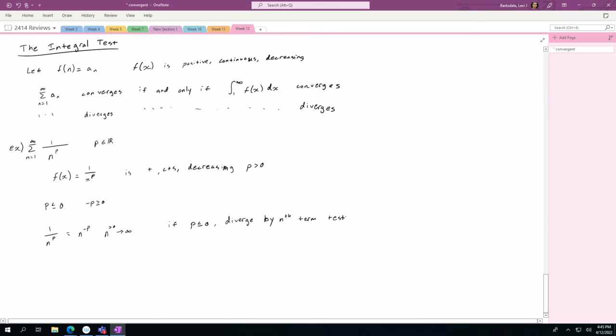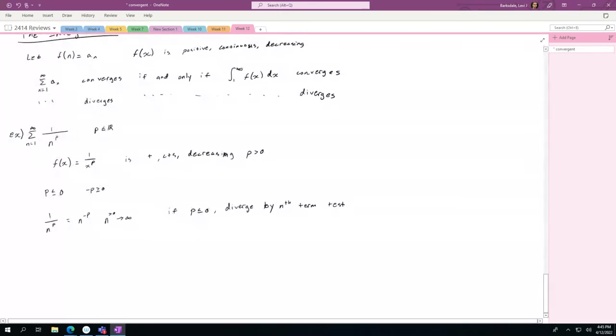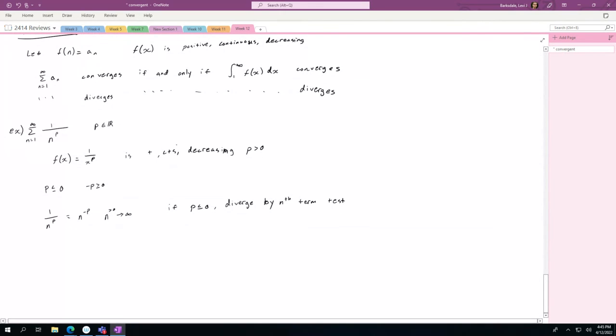Does that make sense? I know I went through it kind of quickly and loosely. Yeah. So I know that my integral test is only going to apply where f is positive, continuous, and decreasing. And that only occurs when p is bigger than 0. So I'm only going to apply the integral test when p is bigger than 0. Which means I need to apply a different test when p is smaller than or equal to 0.